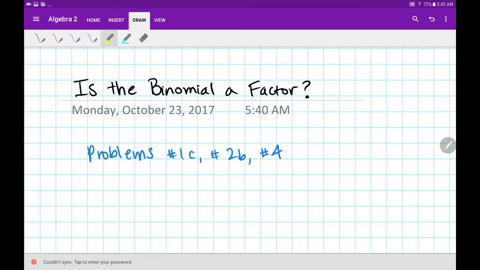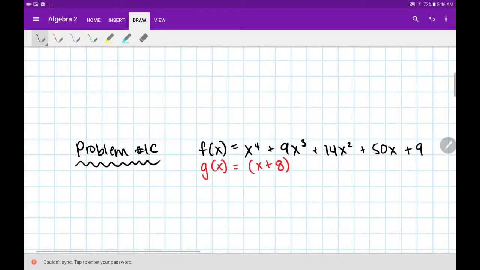Today we're going to go over 3.5, the binomial factor theorem. The problems that we'll be doing from the homework are 1C, 2B, and number 4. So we'll get a good mix in.